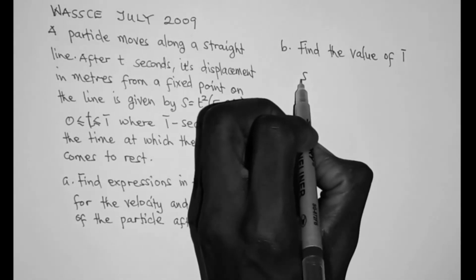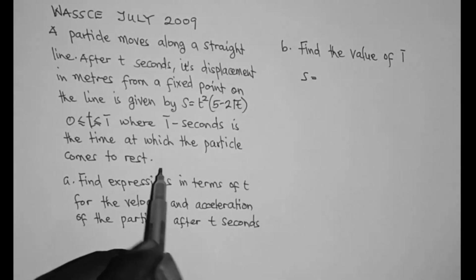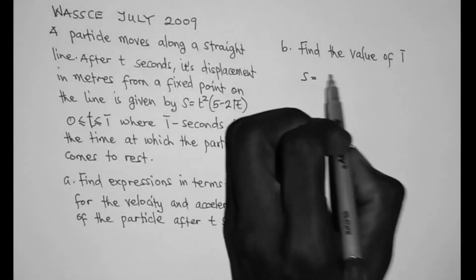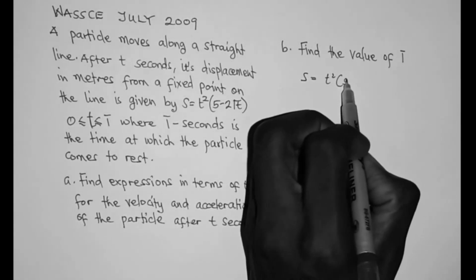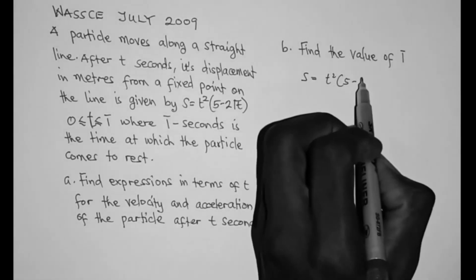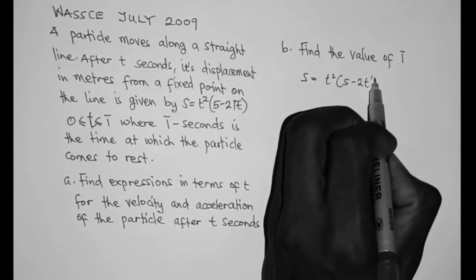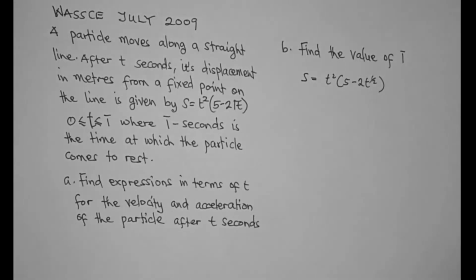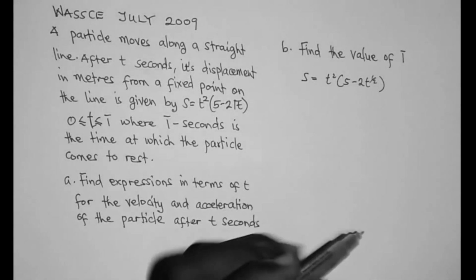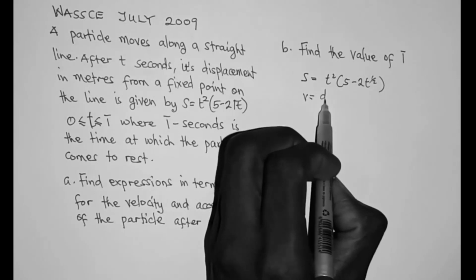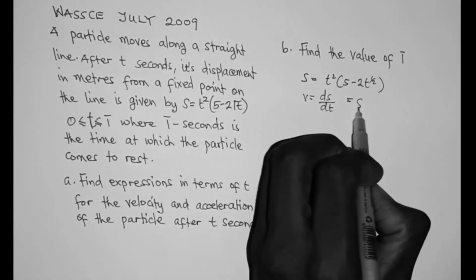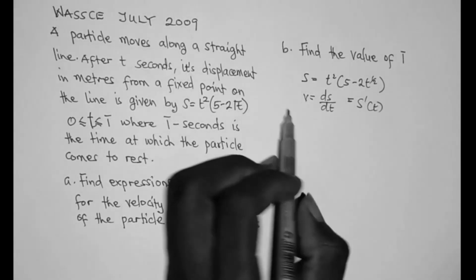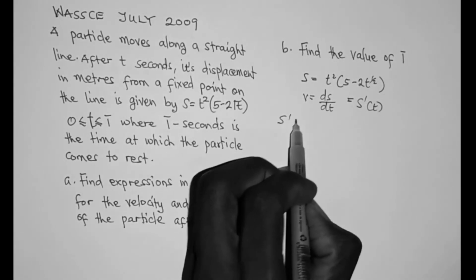So this displacement is given as s equals t squared times 5 minus, instead of 2 root t, I'll write 2t exponent 1 over 2. So we are supposed to find the velocity. I will know that the velocity v is equal to ds dt, which can also be written as s prime of t. So let's find s prime of t.